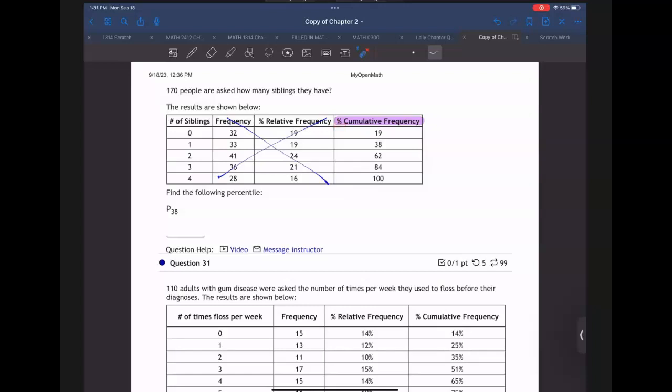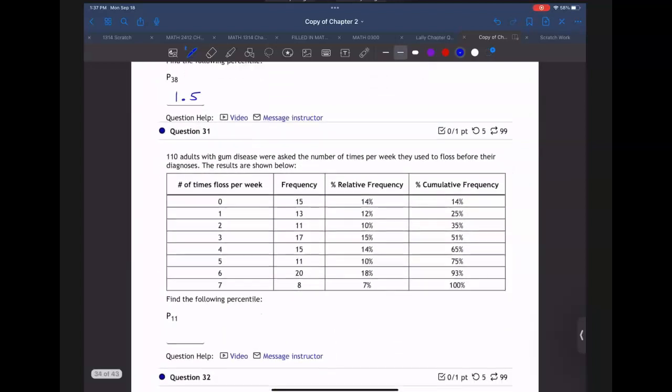So when we want the 38th percentile, we're saying what separates 38% from the rest. Well, notice that 38% ends right here. So it would be between 1 and 2 siblings. So your answer there is going to be 1.5 siblings. Now I know you can't have a half of a sibling, but it's asking for that separation point between there.